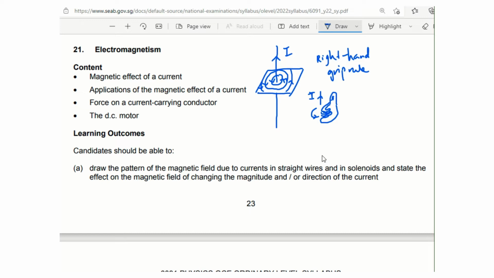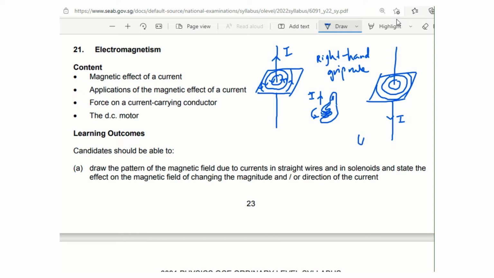Similarly, if I have a wire, and the current is moving downwards, I know that if I have a straight wire, the magnetic field pattern will be concentric circles. So I'll just draw circles here. These are the circles. Next, I need to find the direction of the magnetic field. So I use my right hand grip rule. The thumb of my right hand should be pointing downwards, because the current is flowing down.